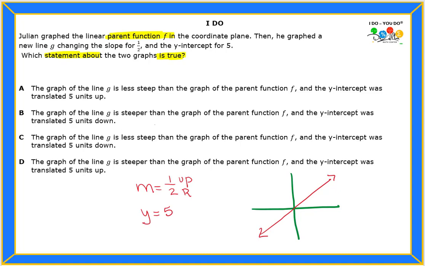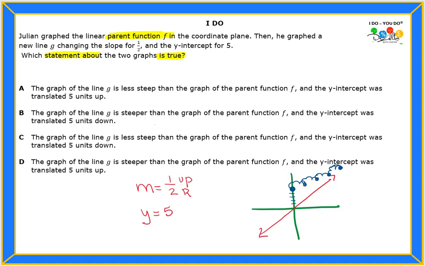I'm going to start at the y-intercept, which is 5. So this is 1, 2, 3, 4, 5 right there. And then I'm going to follow the slope, 1 up, 2 to the right, more or less, right? So that's 1 up, 2 to the right, and so on.